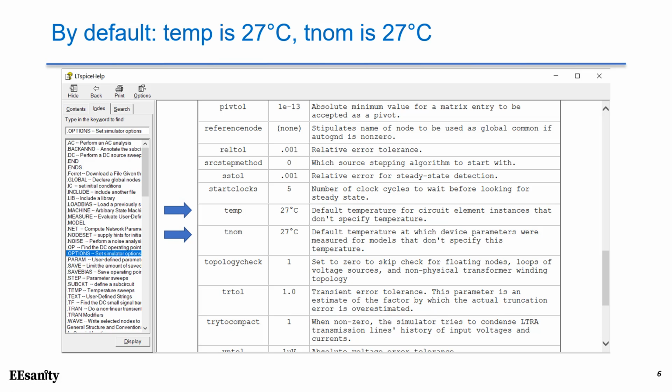The same information is repeated here. You can find it in LTspice help and search for .options. You can see temp and Tnorm are defined as follows.